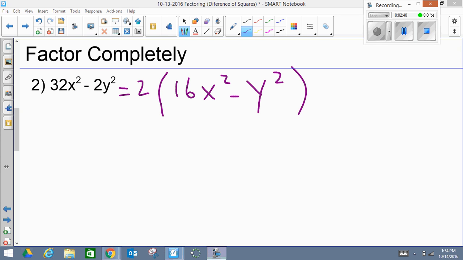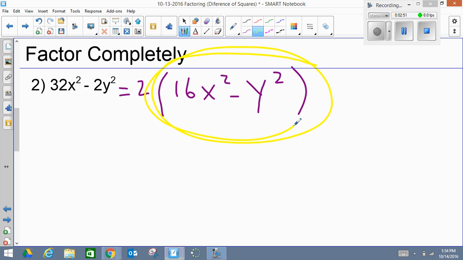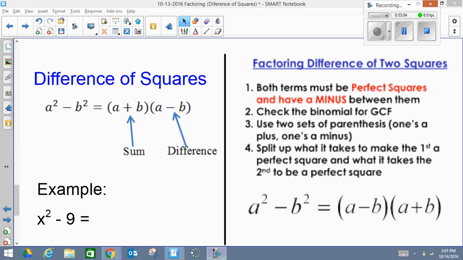You have to keep in mind that they're asking you to factor completely, so you're not sure if you're done or not. So every time you're factoring, you always check the inside of the parentheses to see if there's anything else you can do. Now at this time I have 16x squared minus y squared. This is a difference of squares. So let me explain what the difference of squares is.